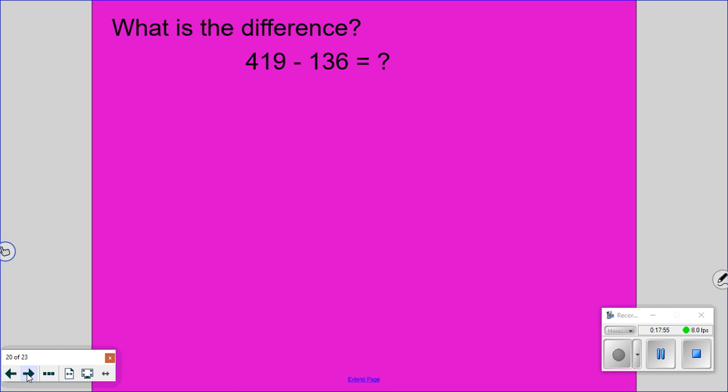Hey, that question says, what's the difference? What is that asking? You're going to see that question on your end of unit test, which will probably be in January. You'll see this question on the EOG. I want to make sure we have the right language. If the question says, what is the difference? What does it want to know?